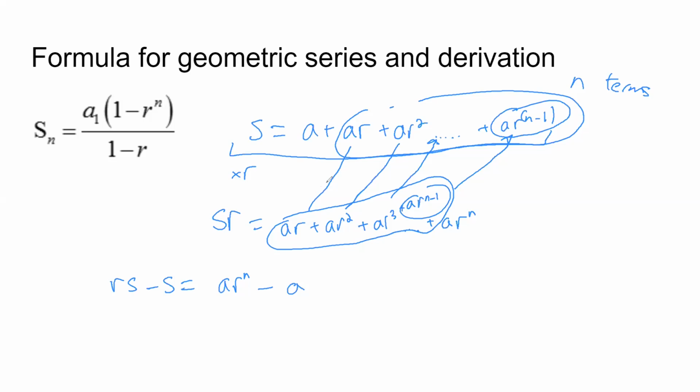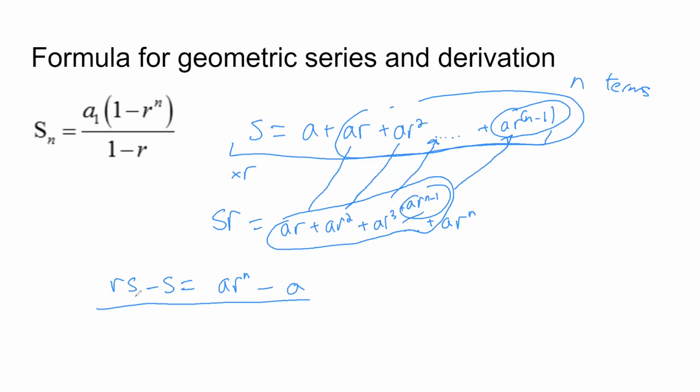So does that make sense? Because these terms from A times R to A times R to the n plus 1, all of these terms that I circled are contained in both of these values here, S and S times R. So when we subtract S from SR, they're going to cancel out. So then now we have this here.